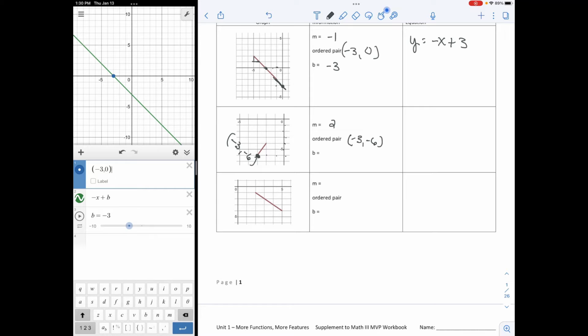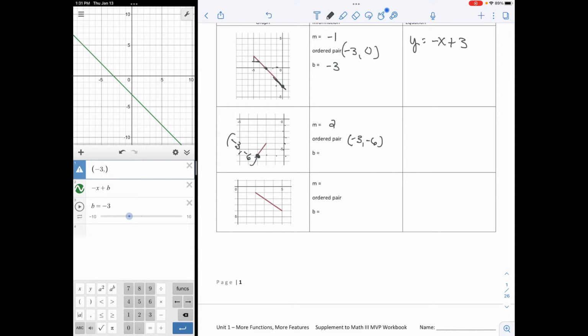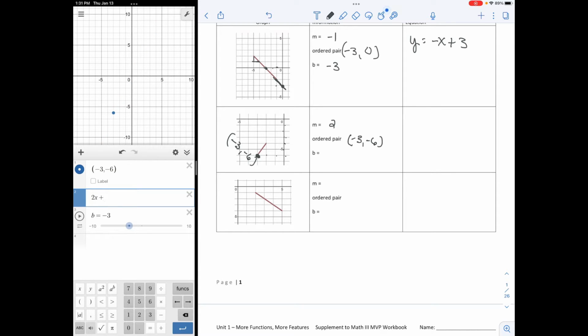And we want to know what b is. So we're going to go back to our handy dandy Desmos, and I'm going to change my ordered pair to (-3, -6). Notice it sketched it for me. Then I'm going to change my equation, because now my equation is 2x plus b. I get that 2x because remember I found my slope to be 2.